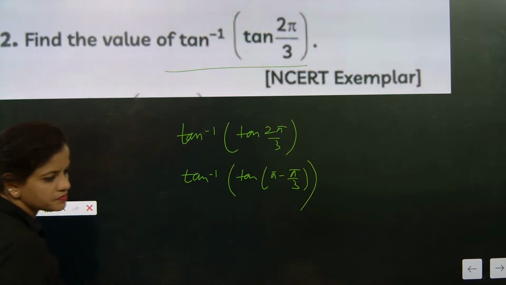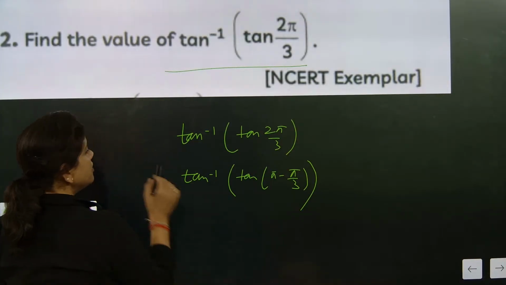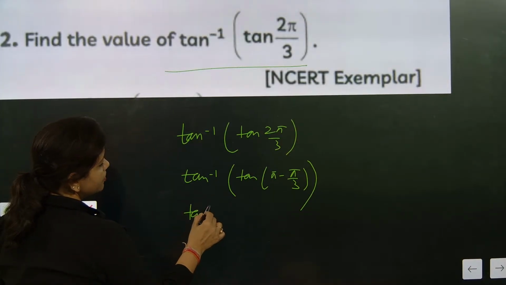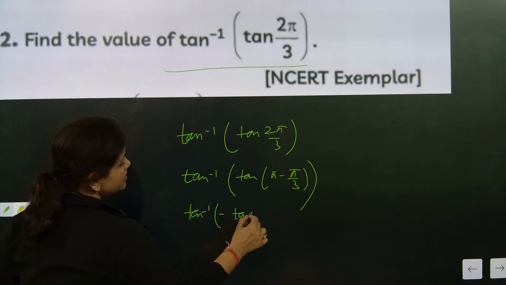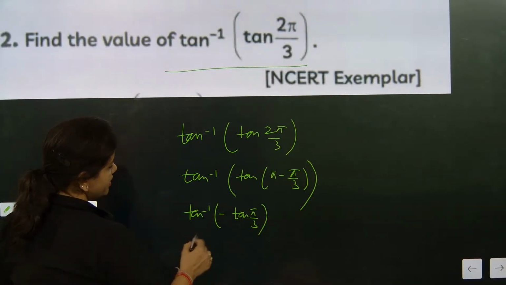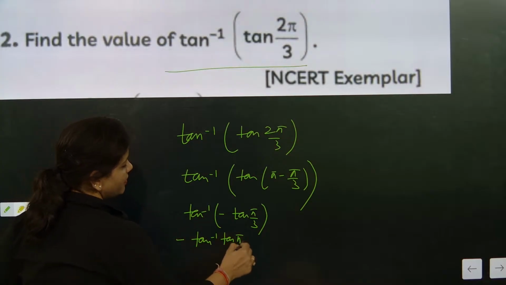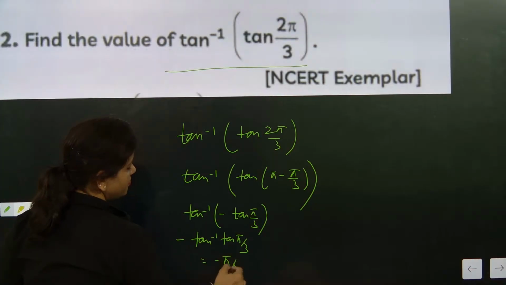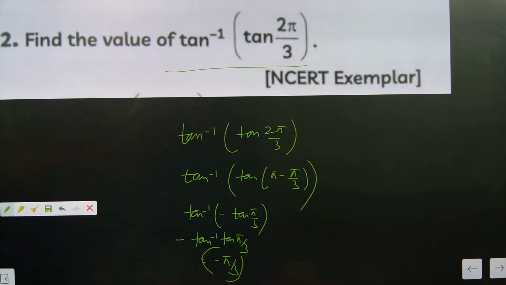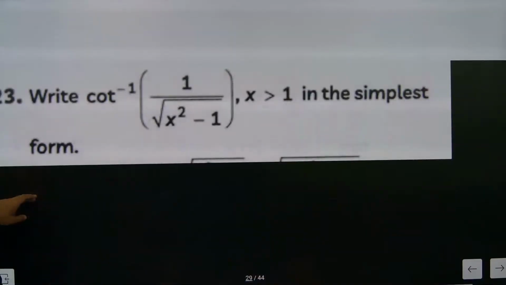First write it like this: tan of pi minus theta. Pi minus theta is in the second quadrant, so it becomes tan inverse of minus tan pi by 3. Now the minus goes out: tan inverse of minus x is minus tan inverse x, so we get minus tan inverse tan pi by 3. The overall answer will be minus pi by 3. Like this you have to solve. Inverse trigonometric functions is one content we are fully driving.